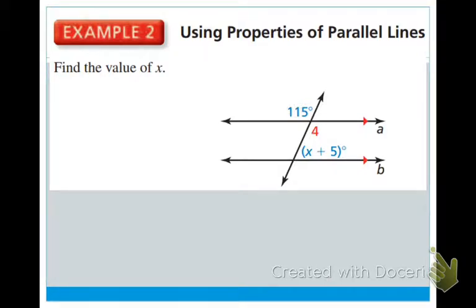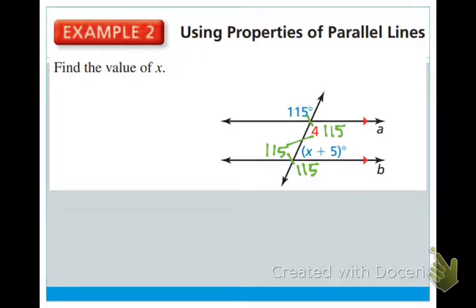This example, you could do a couple things. We're going to start with number 1. Is there a relationship between the angle they gave me and x plus 5? There is not a relationship. So then it might be easy to do the zigzag. Okay? 115. So that means the zigzag continues over here. 115. Continues over here. 115. Continues over here. 115.